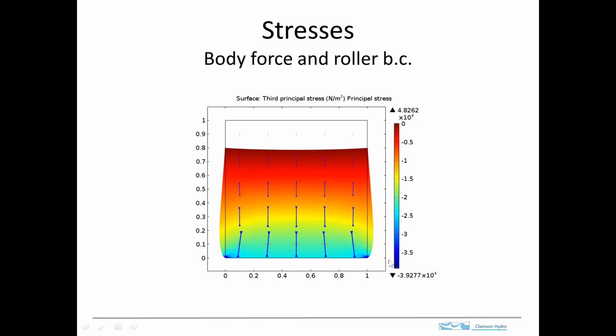we get a distribution that looks like this. This is now the third principal stress. So this is the maximum compressive stress. And you can see when we have the constraint, we still have this stress concentrated here in the corners, but we've got this bulging outward. The bulging now has a bit of a different pattern.